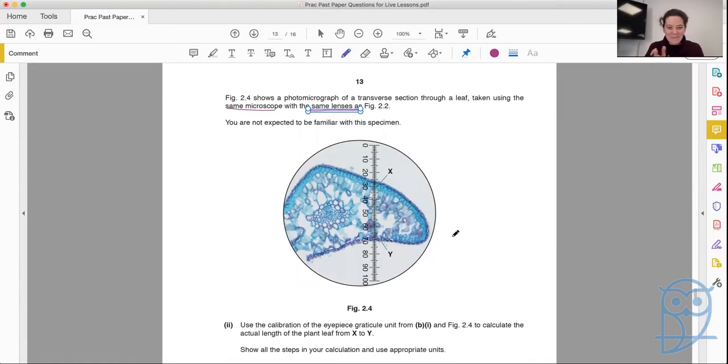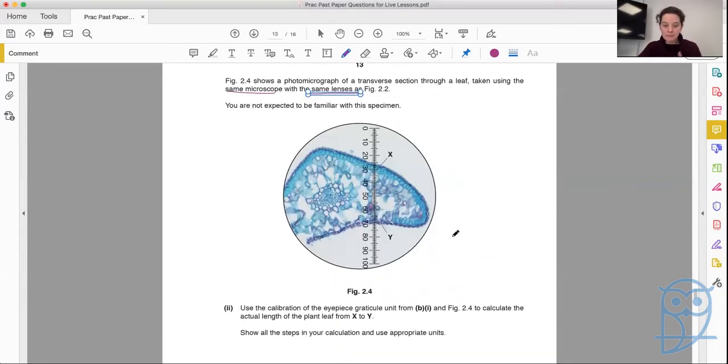Okay, so anyway, use the calibration of the eyepiece graticule unit from B part 1 and figure 2.4 to calculate the actual length of the plant leaf from X to Y. Show all the steps in your calculation and use appropriate units. Now, you've said that the appropriate units for light microscopy are micrometers. So that's what you're going to need to work in.